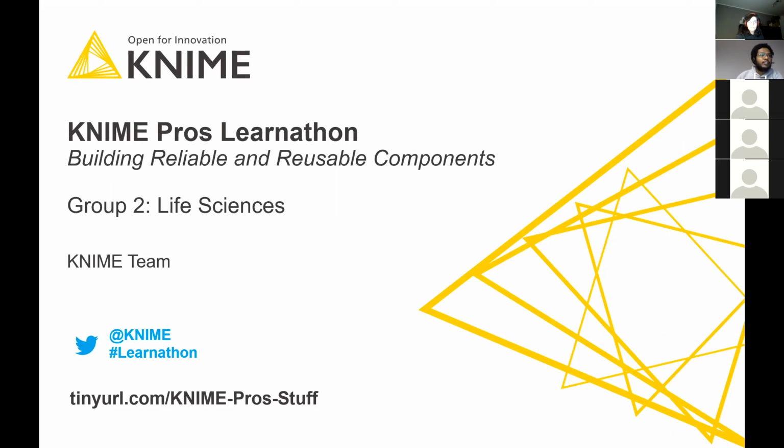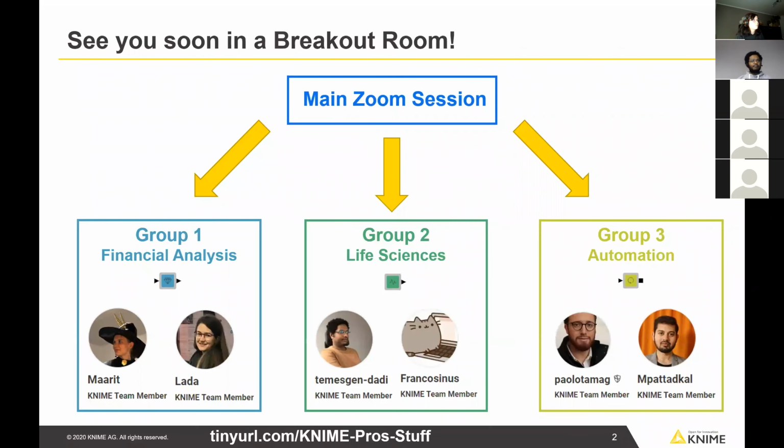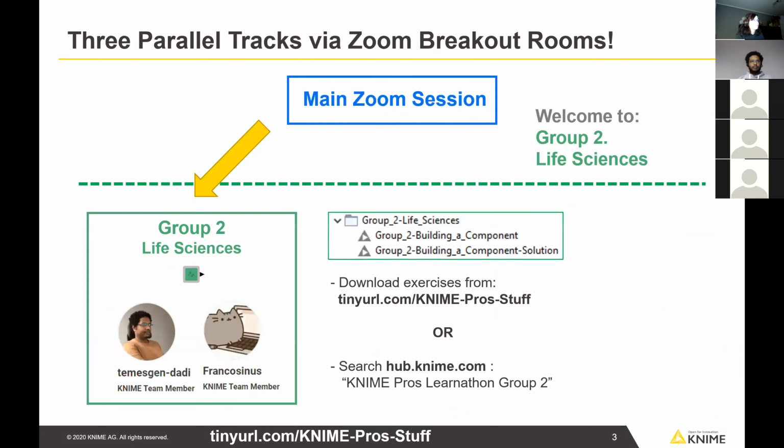So this is about building reliable and reusable components, this Learnathon. So we thought it's great to do also a life science track of this Learnathon. And for this, we picked actually a very simple problem, but not so easy to do in KNIME. Our group 2 will be doing a FASTA reader component.